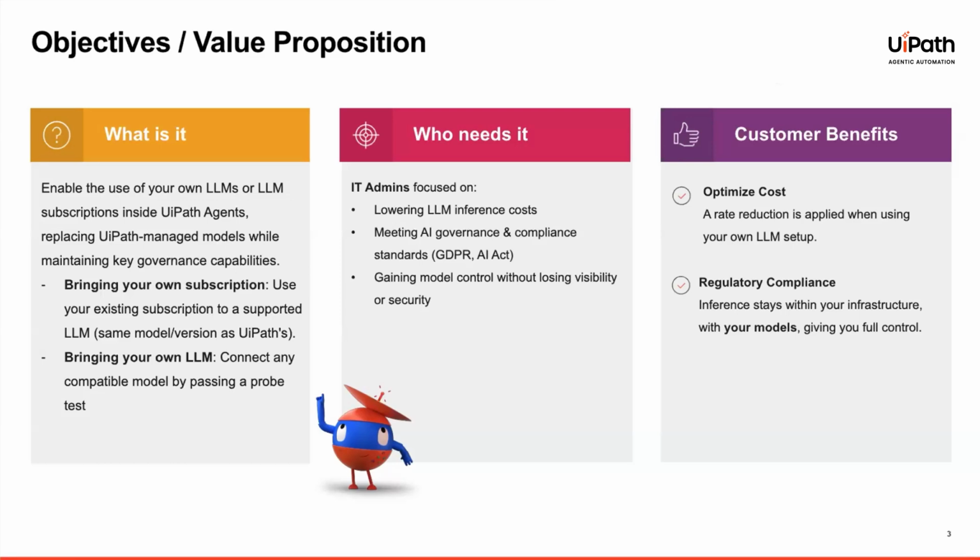The LLM configuration comes with two different use cases. You can bring your own subscription. This means that for an existing WebPath product that uses specific models, you can replace that subscription, not the model under it. So you can use your own subscription that is already paid by the company. And also bringing your own LLM. This means that you can connect any compatible model that will pass a probe test. What we understand by this probe test is that for the products that will support this configuration, it will need to pass a specific set of criteria so we can make sure that it's compatible with the product.